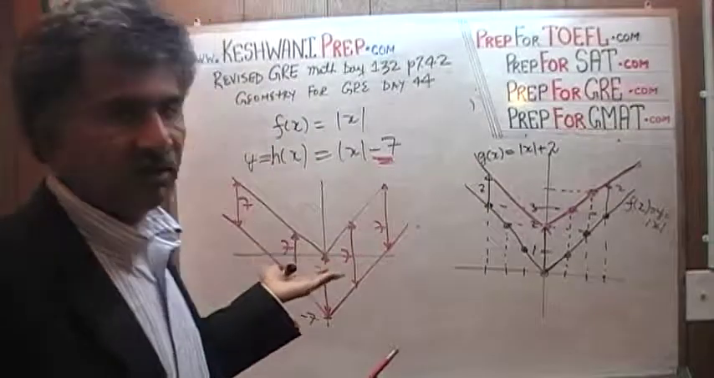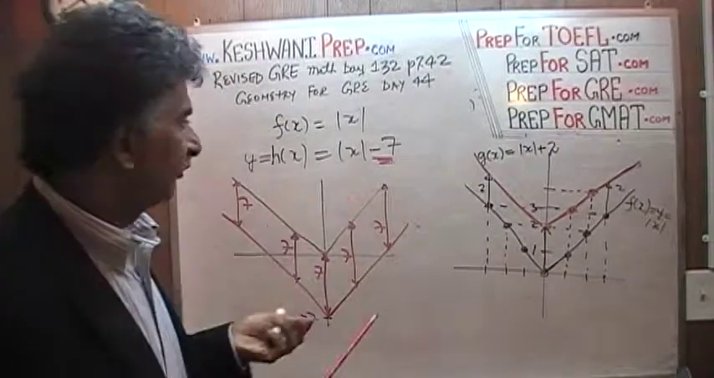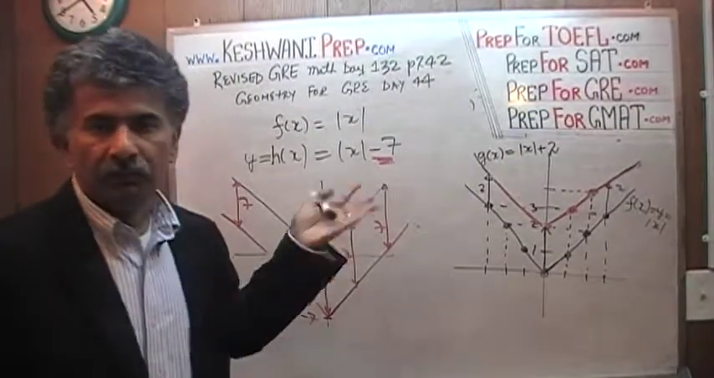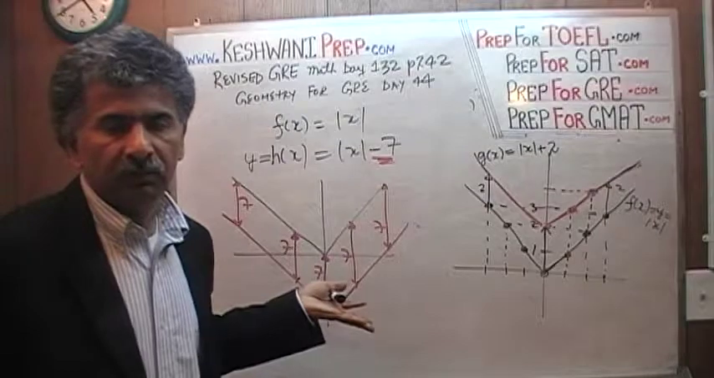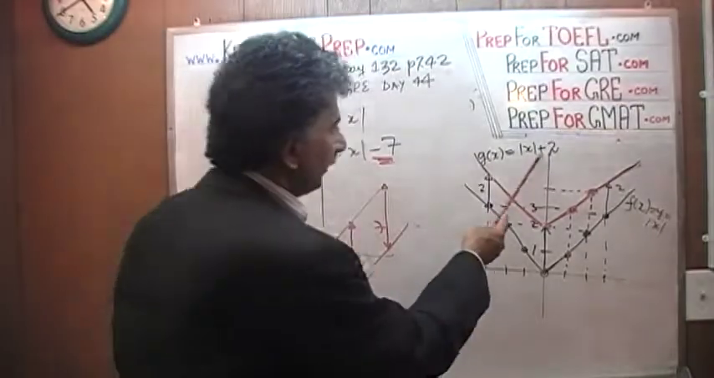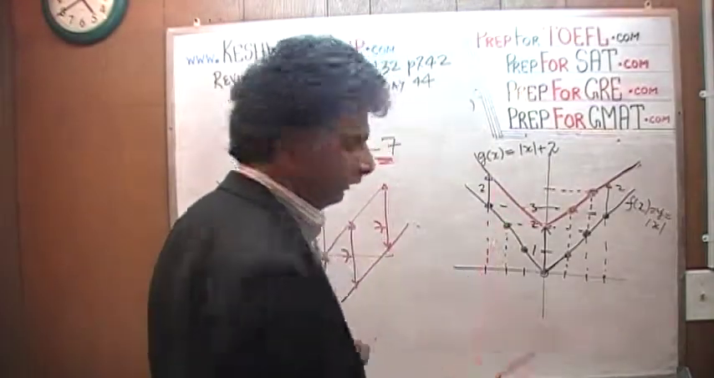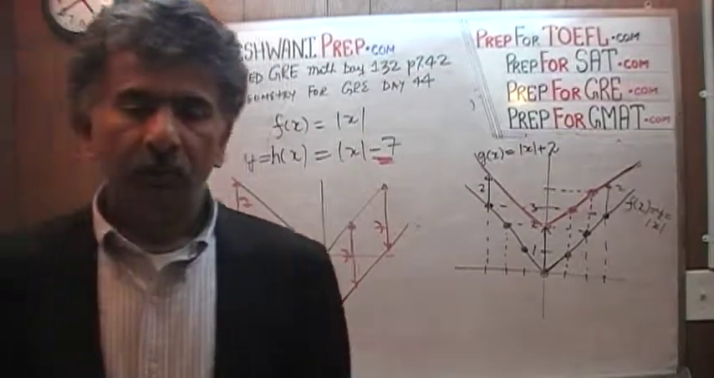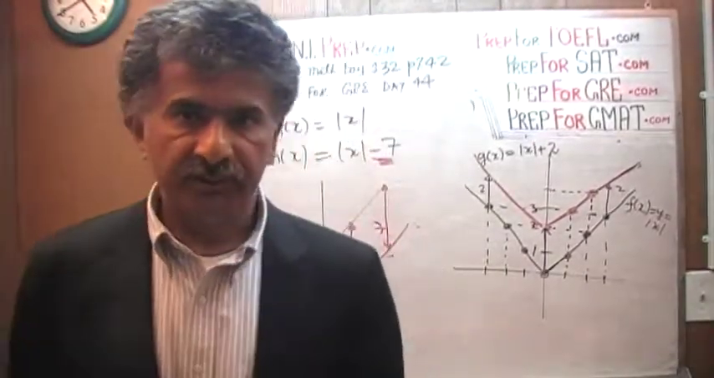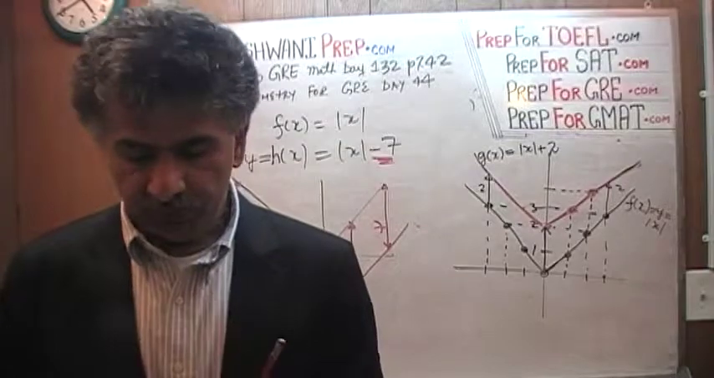Here there is no adjustment. It's very easy to see. If you're moving up 7 units, you simply add 7 to the function. If you're moving down 7 units, you subtract 7 from the function. Here we're moving up 2 units, so we just add 2 to it. That's all. Tomorrow we'll see how to shift the parabola along the x-axis, as I said.